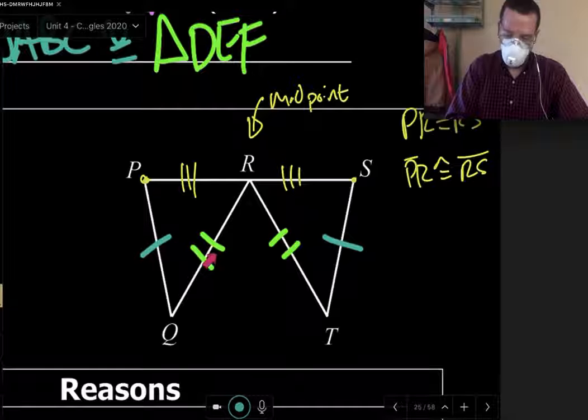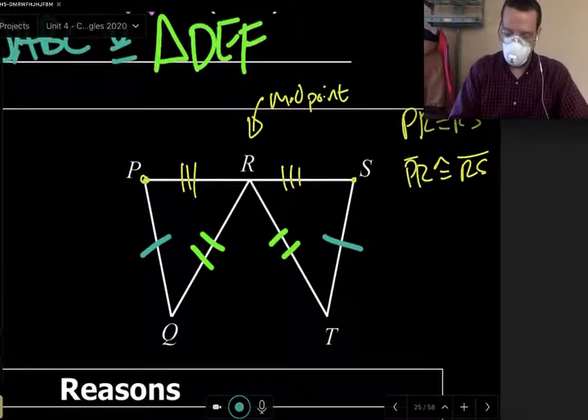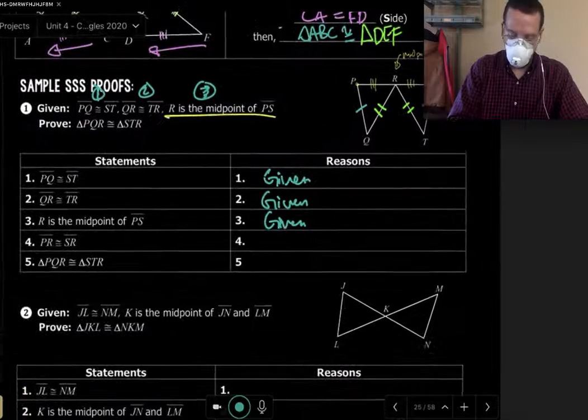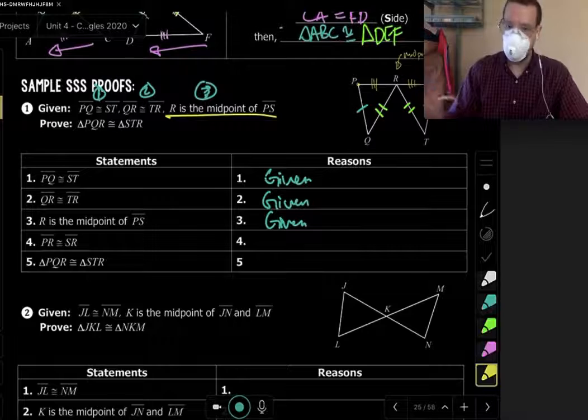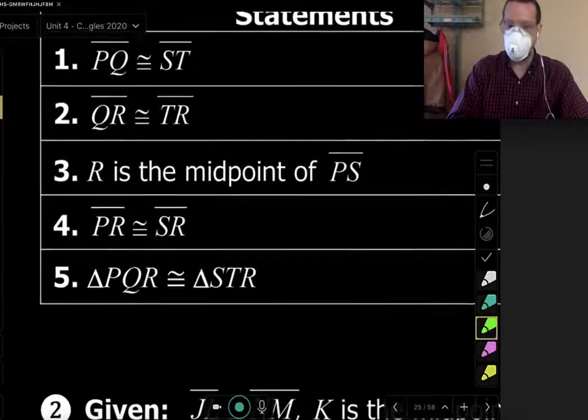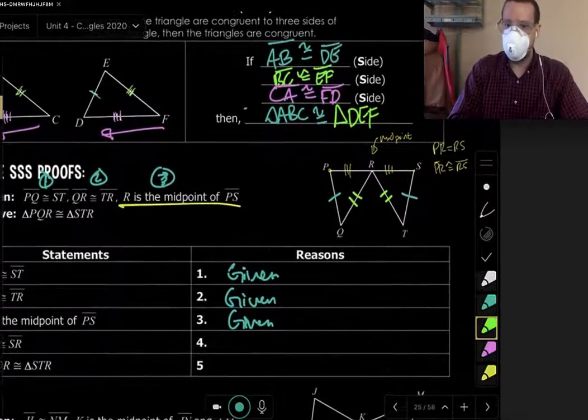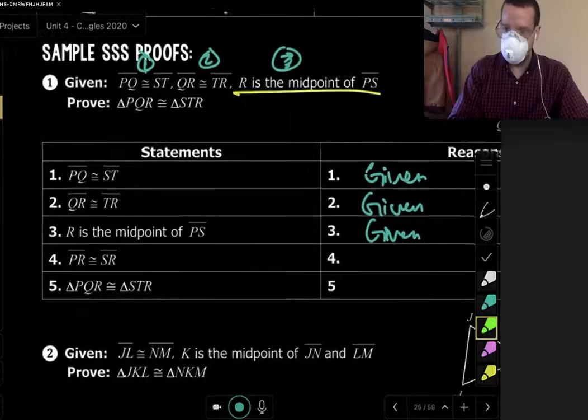And so we have side 1, side 2, side 3. Because all three sides of these two triangles are congruent, we know that the two triangles are congruent. So why can we say that PR is congruent to RS? Well, it's because R is the midpoint.